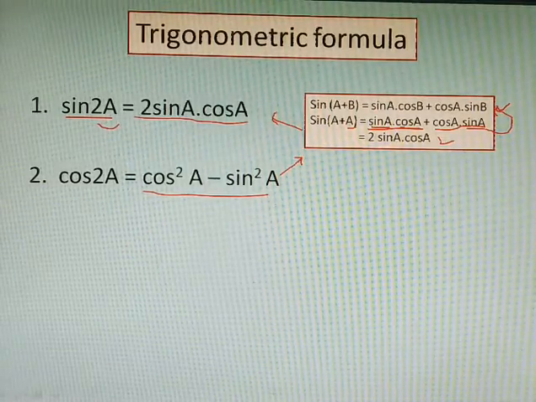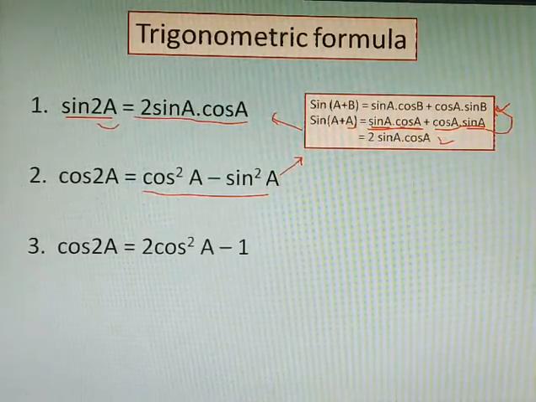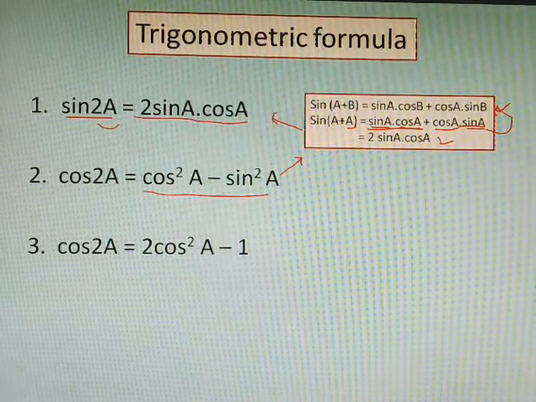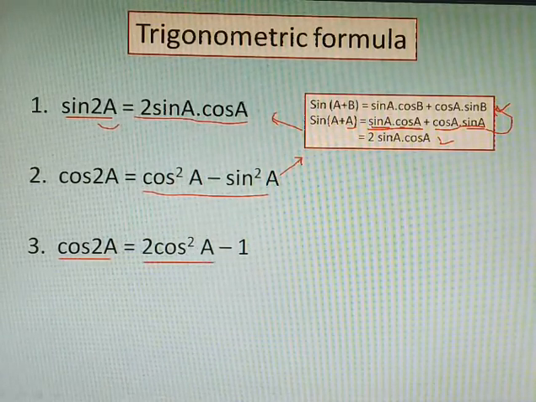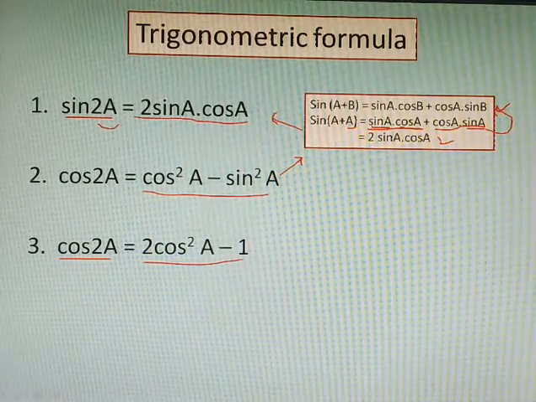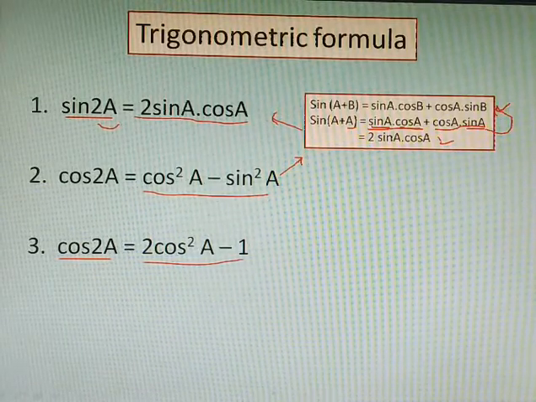Now let's move to the third formula, and in the third formula again we have another formula for cos 2A, and that is 2 cos square A minus 1. How this formula comes, let's see.